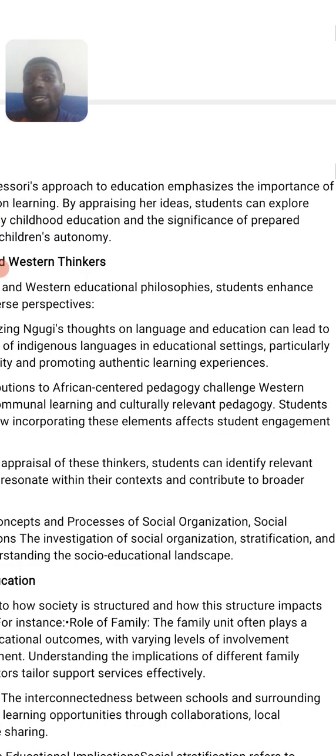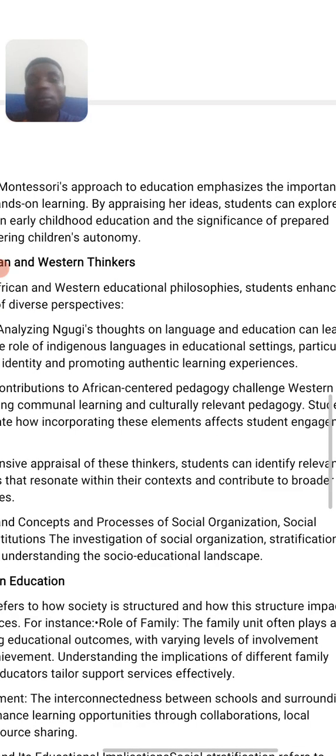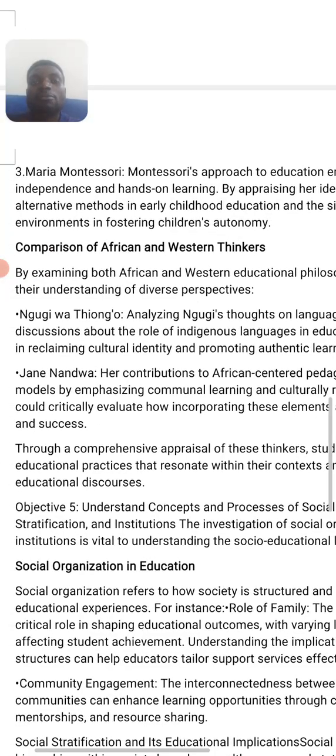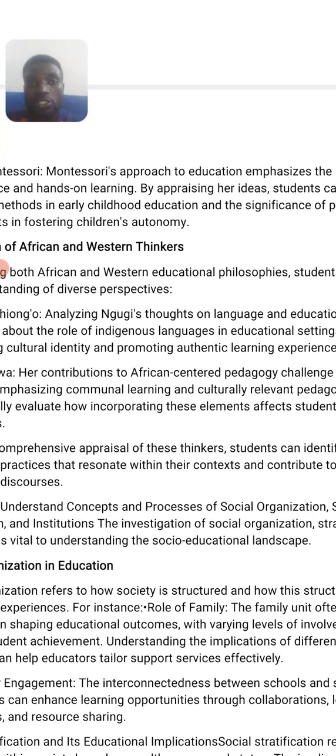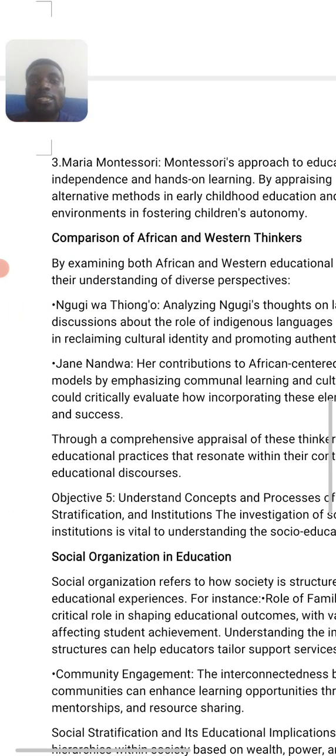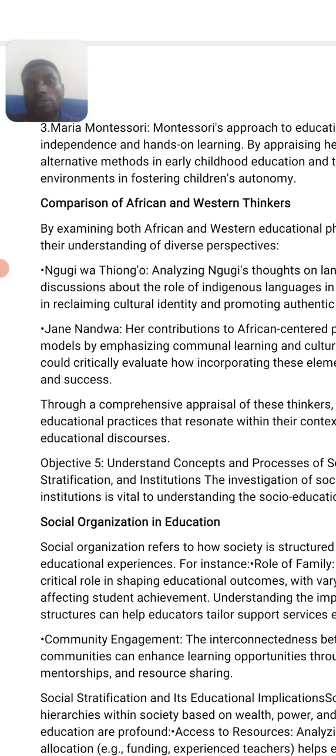Now, by appraising their ideas, can you see that these people are very good. They could analyze philosophical ideology, philosophical thoughts, and philosophical methods. They were able to bring about a study method or an educational policy. By our appraisals, a student can explore alternative methods in early childhood education and the significance of a prepared environment, which fosters children's autonomy, right?